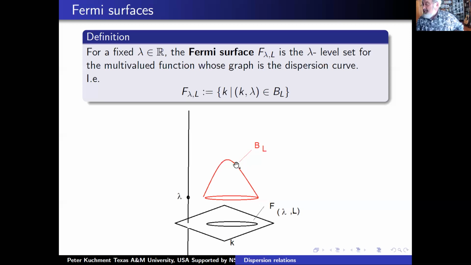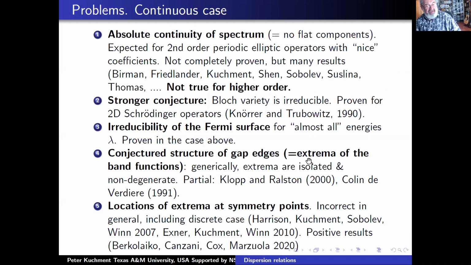Non-degenerate meaning that it's parabolic. The Hessian is non-degenerate. It's truly parabolic. It's not flat. It implies a lot of stuff in physics and mathematics. Everyone knows that it should be true. No one has been able to prove it. So there was very little progress in this direction. Partial progress by Klopp and Ralston, and a little bit more significant, but only in a very limited case, by Kalandre-Verdier.